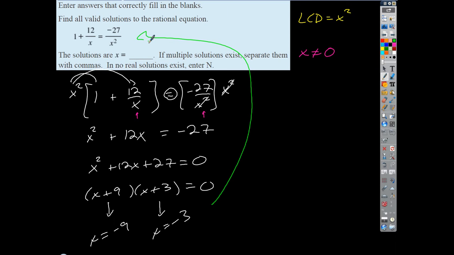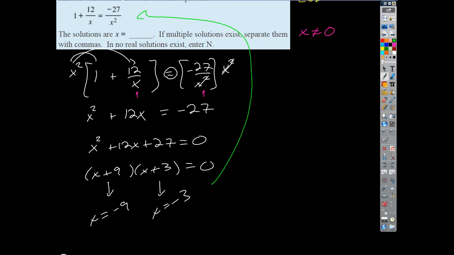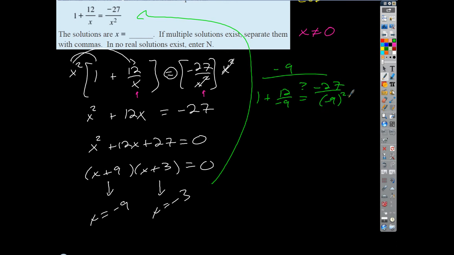But you always should. So if I plug those back in, let's plug in negative 9 and see what we get. If I plug in negative 9, I get 1 plus 12 over negative 9 equals negative 27 over negative 9 squared. So what's that work out to be?